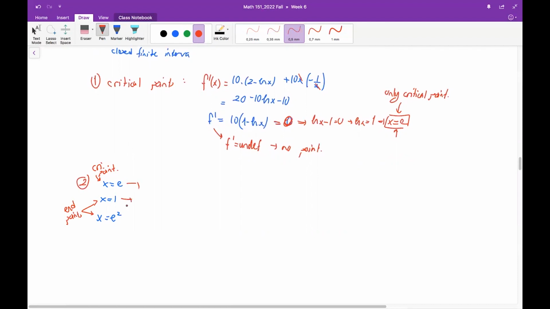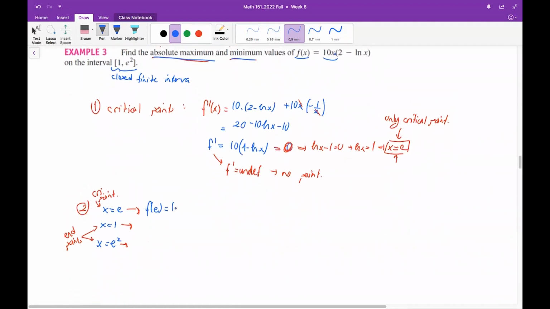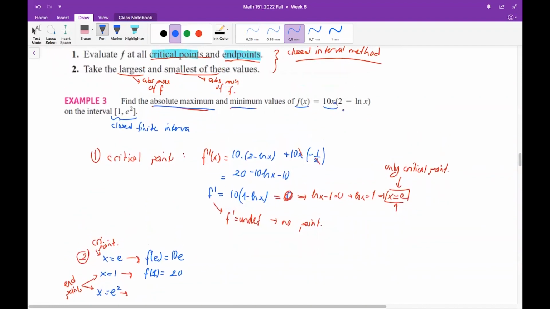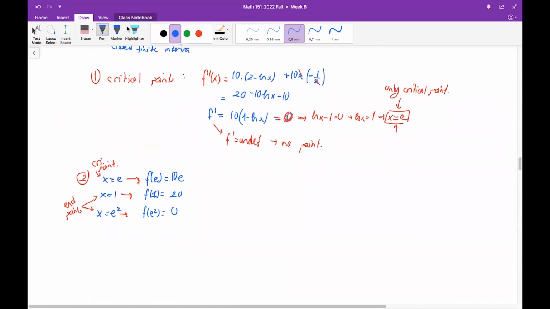So for all of them now, I will evaluate the function. What is f of e? You know, your function is here. If you evaluate it for x equals e, you will obtain this. What is f of 1? It is 20. Just insert 1 for x. And what is f of e squared? You will find 0. Okay.